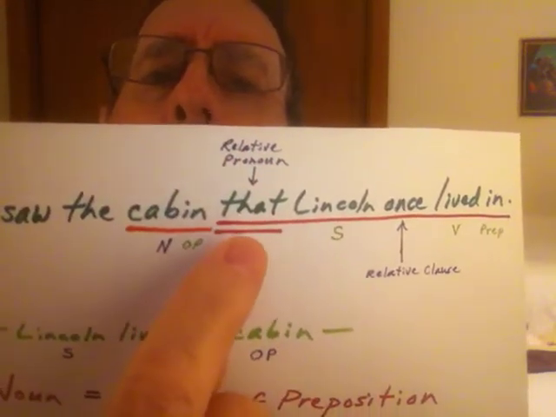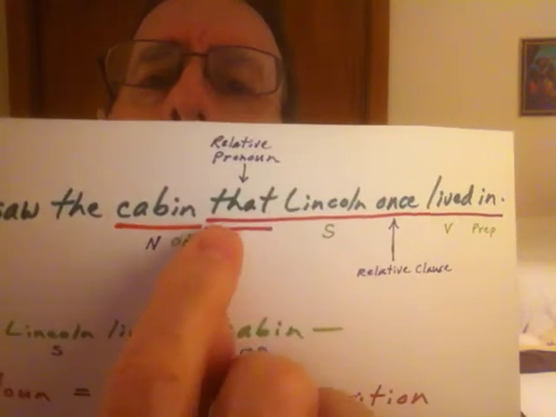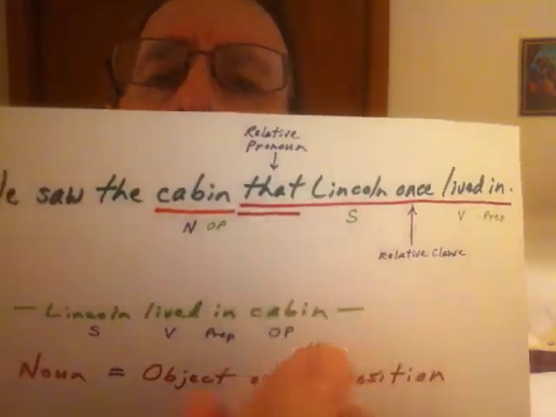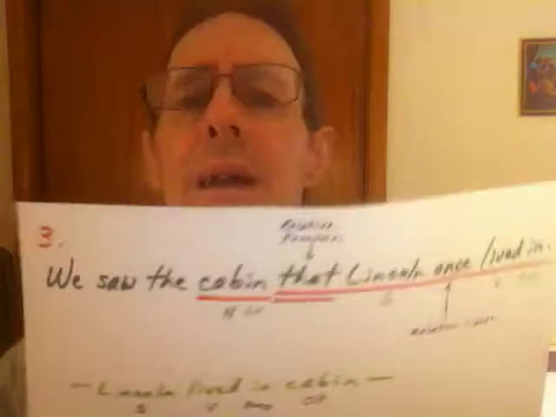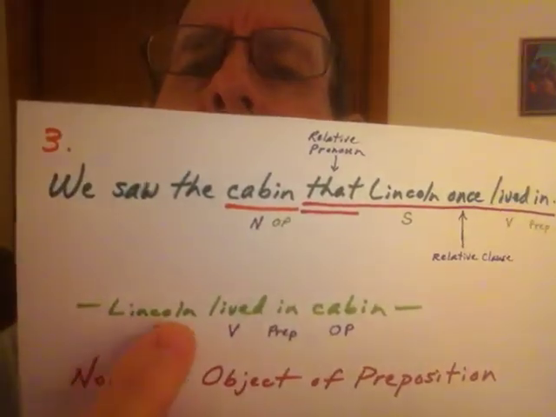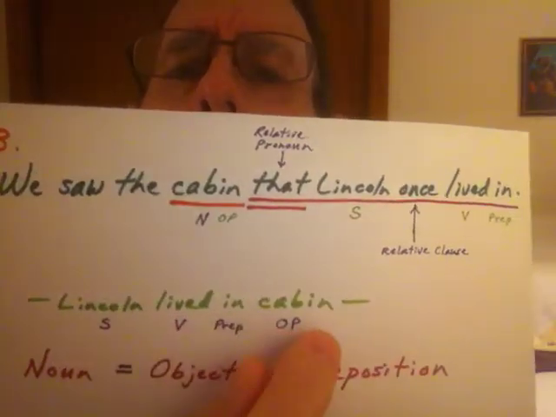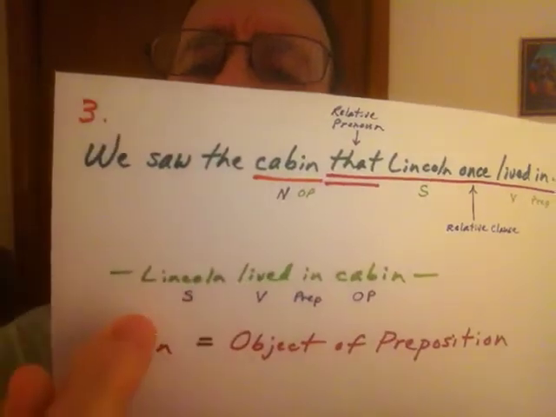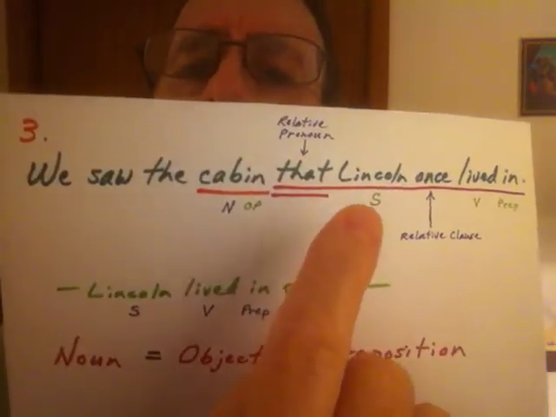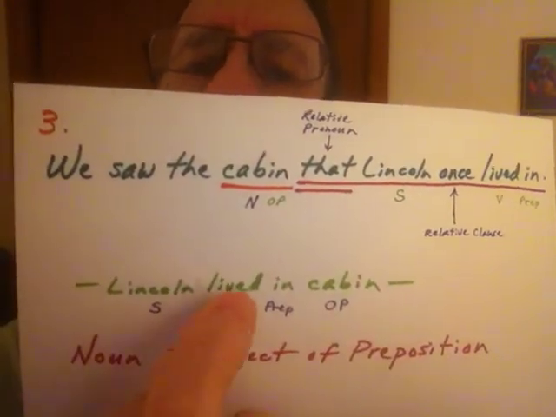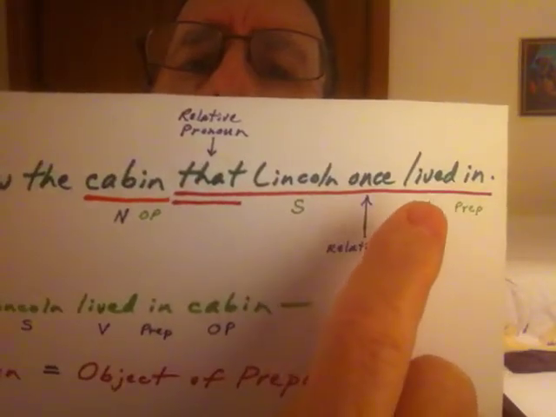You see that? Then you have your relative clause. All right, that's that line there. And so the main idea here, the gist, the thing that the relative clause is trying to tell you, is that Lincoln lived in the cabin. All right? Lincoln now would be the subject, right? Lived would be the verb, right?